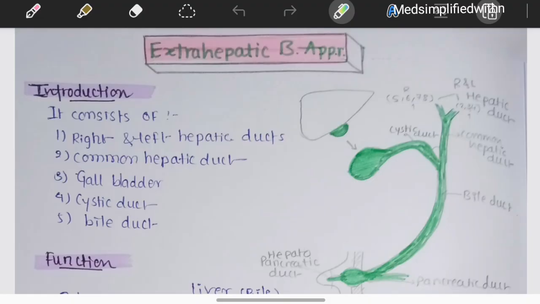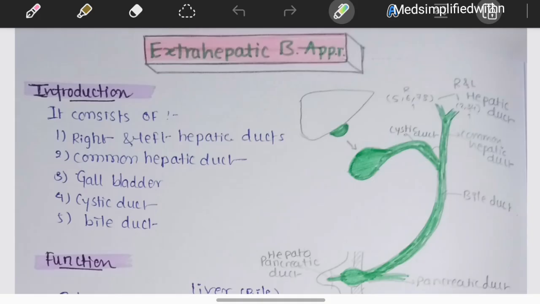A small but incredibly important drainage system of the body, and if even one part gets blocked, it can lead to gallstones, obstructive jaundice, or severe abdominal pain. In the next 10 minutes, I will explain the extrahepatic biliary apparatus with simple diagrams, easy flowcharts, and high-yield clinical correlations. By the end of this video, you will understand the bile ducts, gallbladder, cystic duct, common hepatic duct, common bile duct, and their clinical importance without memorizing complicated anatomy.